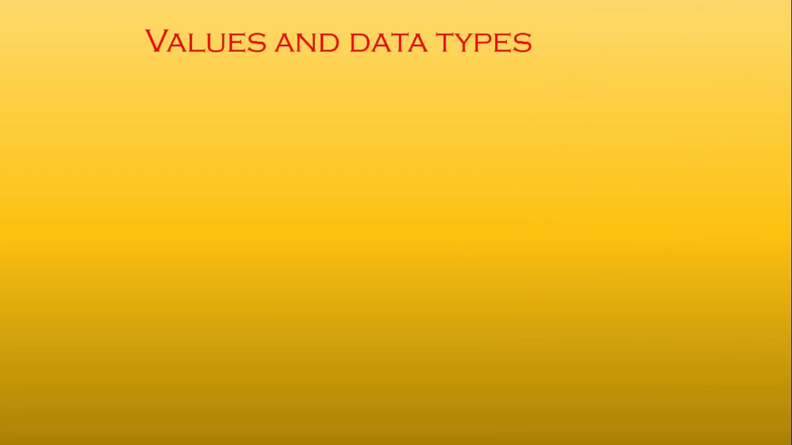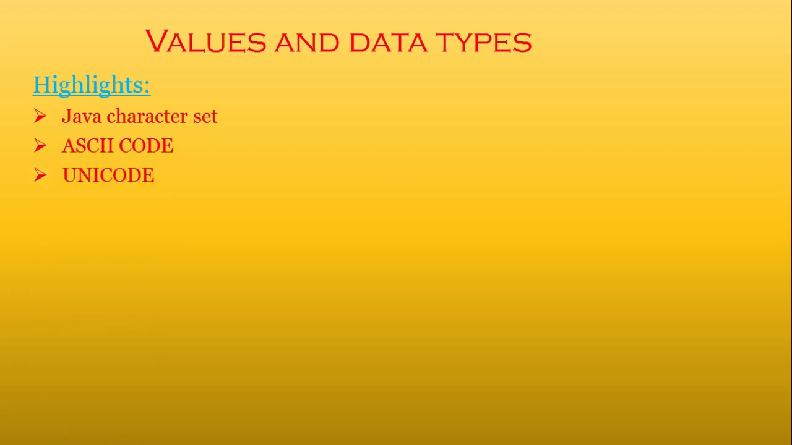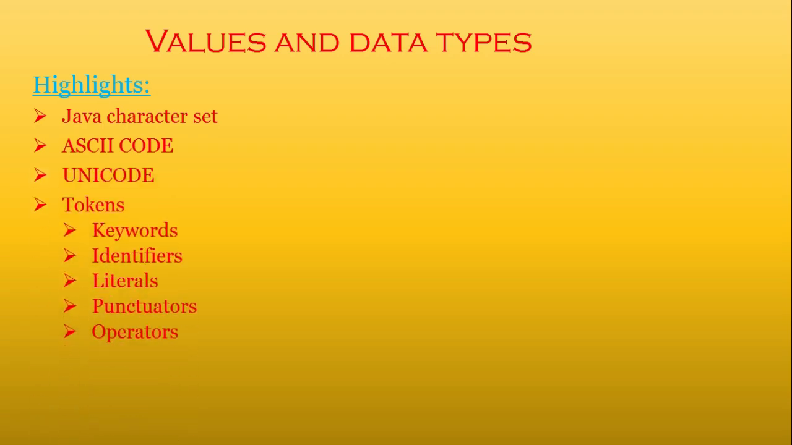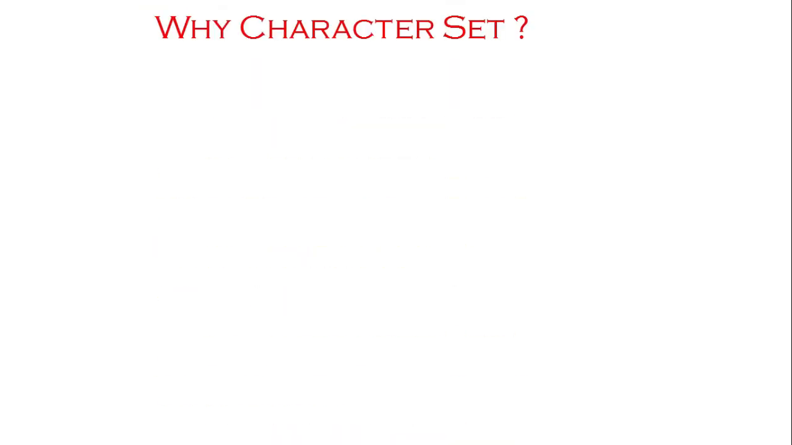So children, here we start Values and Data Types. This is the chapter heading. In this chapter, we are going to discuss the Java character set, ASCII code, Unicode, then tokens, escape sequences. First we are going to discuss why a character set is required.